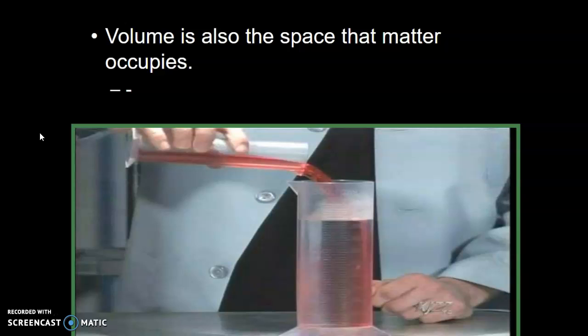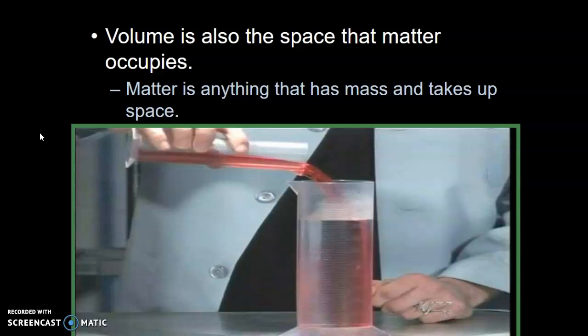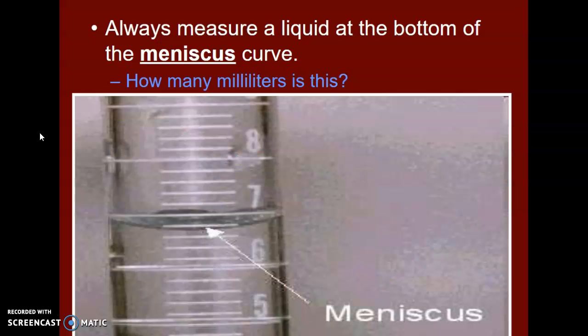Volume is also the space that the matter occupies. And so you see a picture here of one of those graduated cylinders, and somebody is trying to measure the volume of that water or the liquid that they're putting in there. Matter is anything that has mass and takes up space. I believe we covered that in lesson 1.